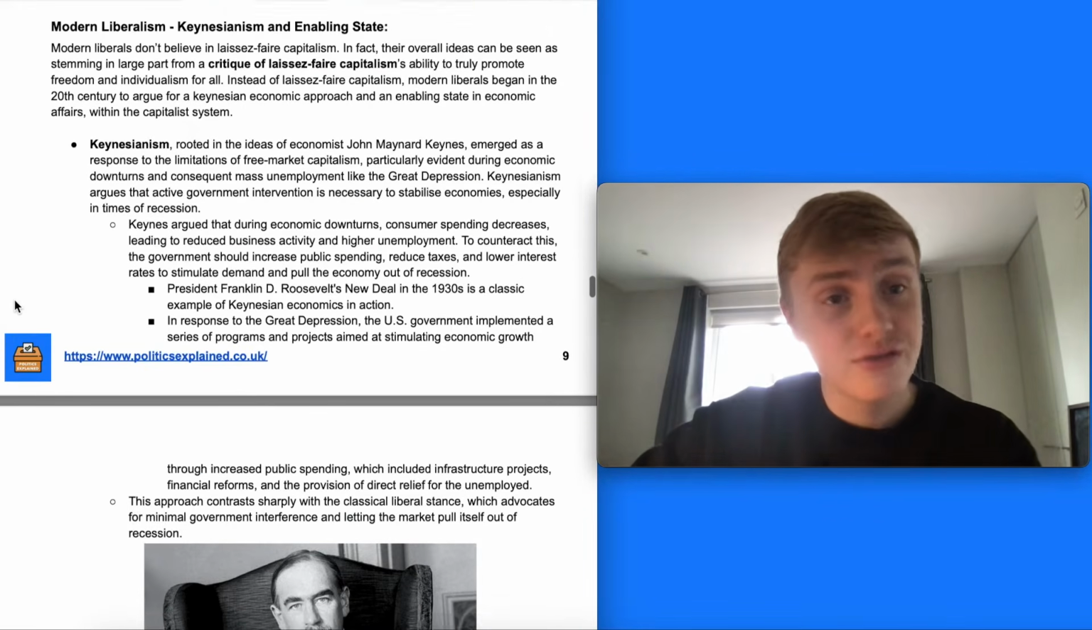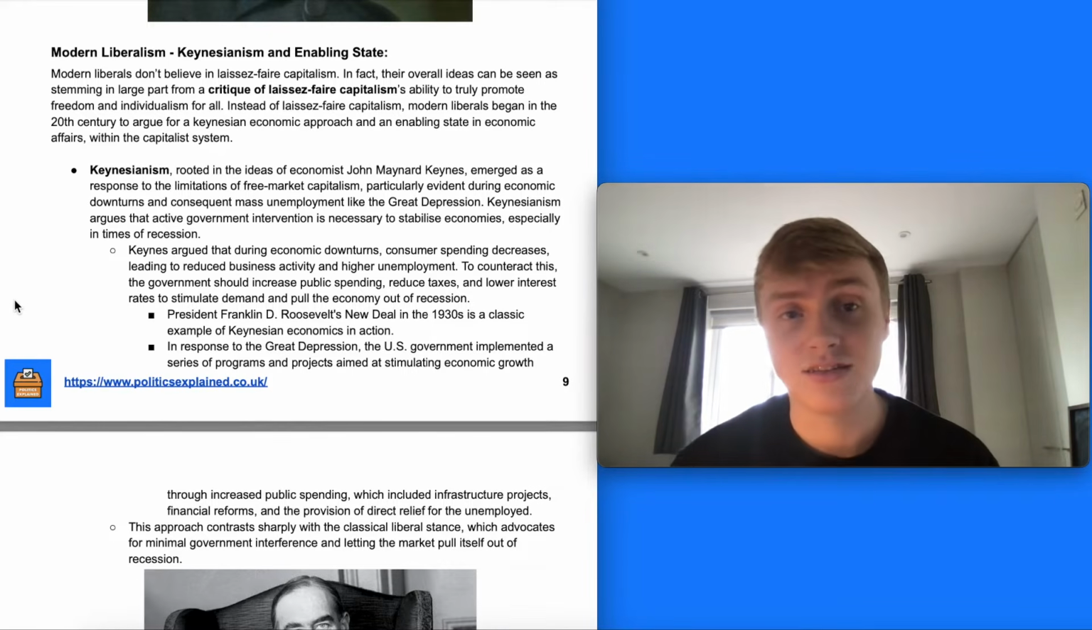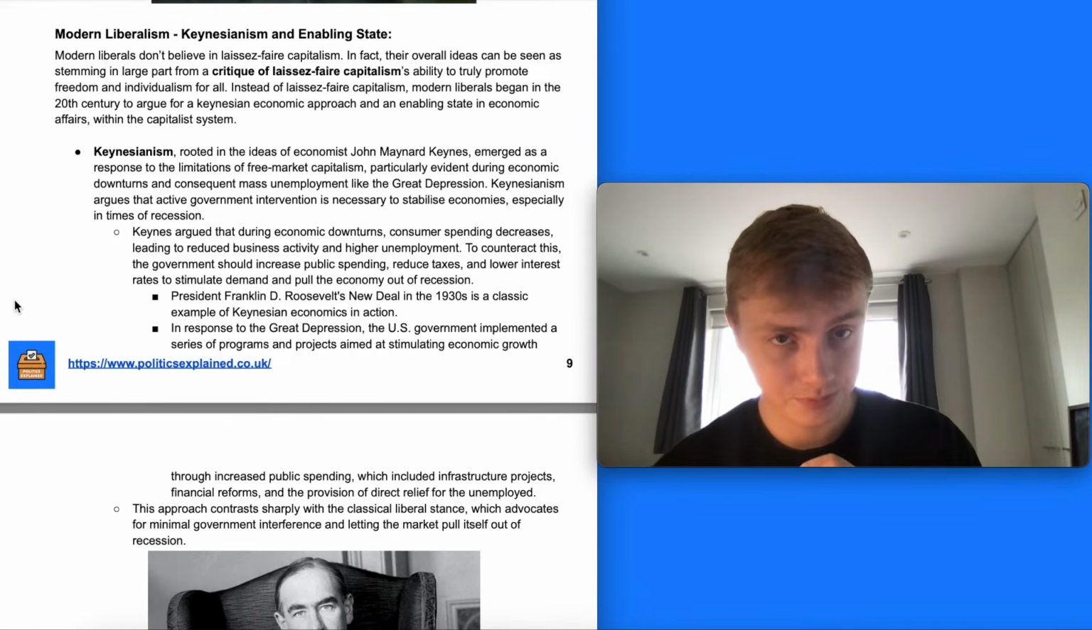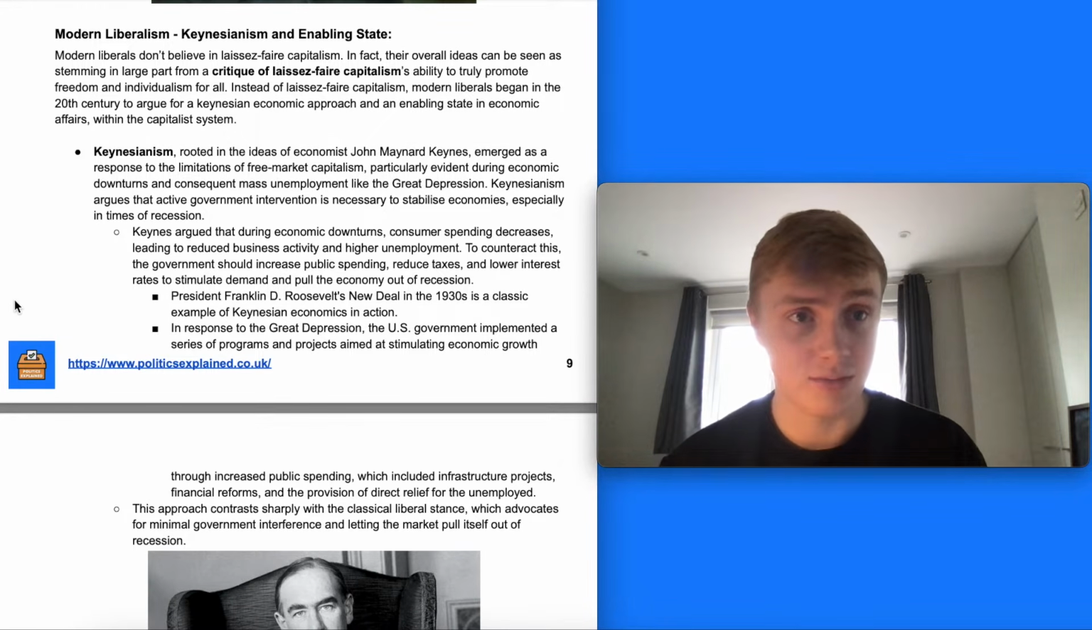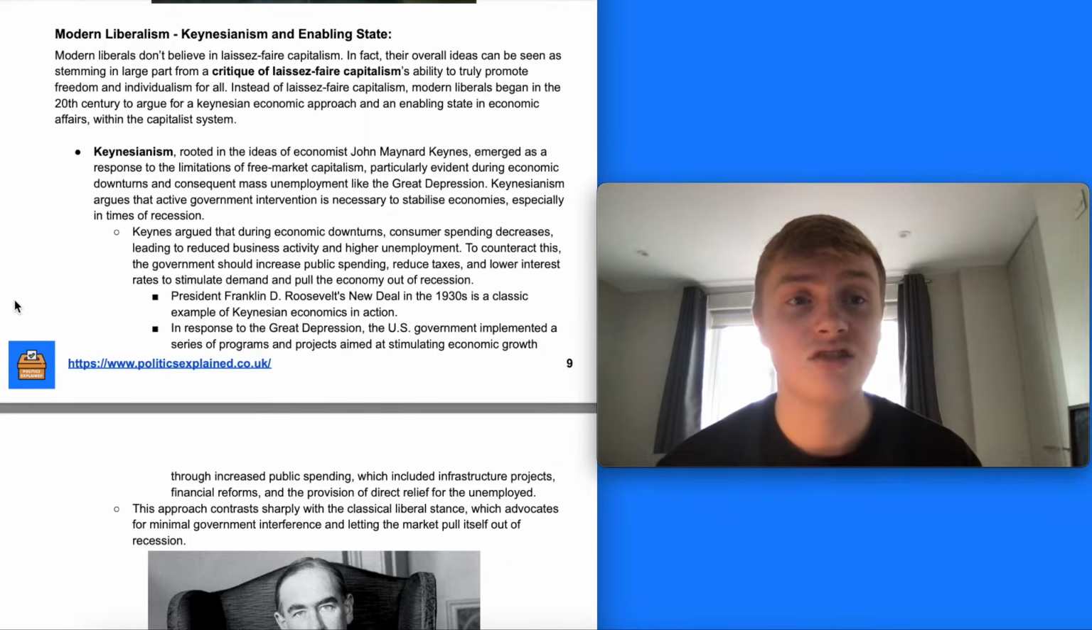Modern liberals have quite a different interpretation or version of capitalism they support. So they believe in Keynesianism and an enabling state. So they don't believe in laissez-faire capitalism. In fact, their overall ideas can be seen as stemming in large part from a critique of laissez-faire capitalism's ability to truly promote freedom and individualism for all.